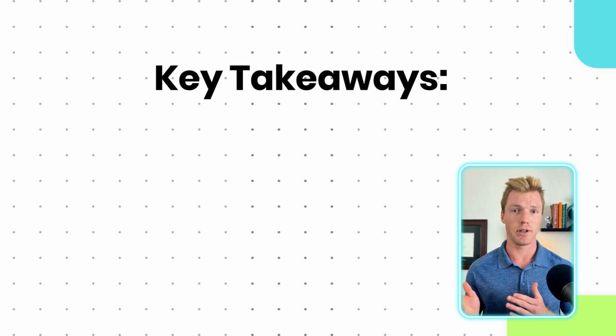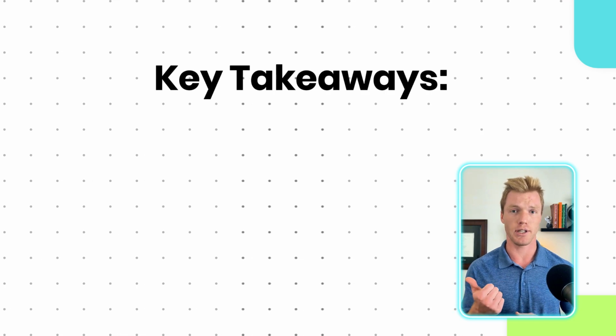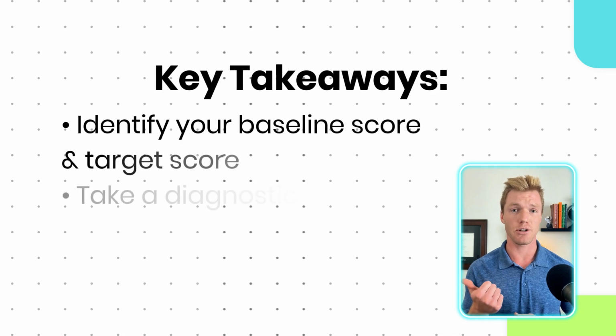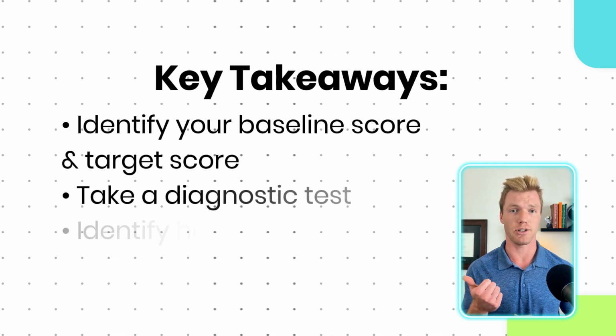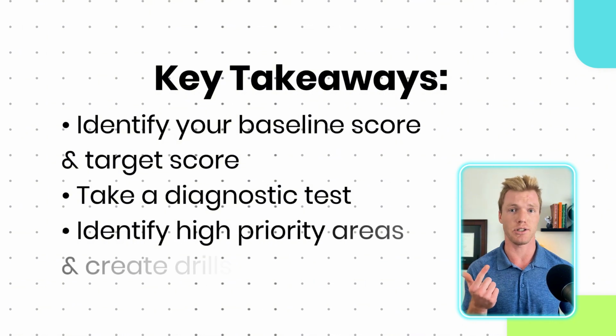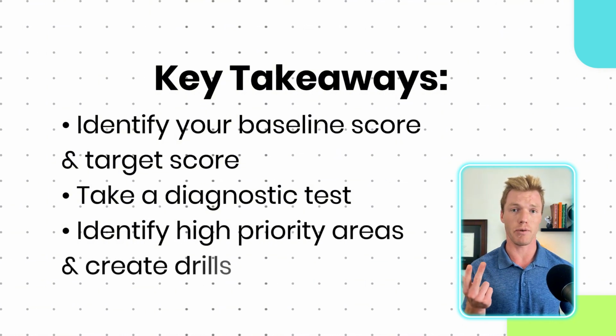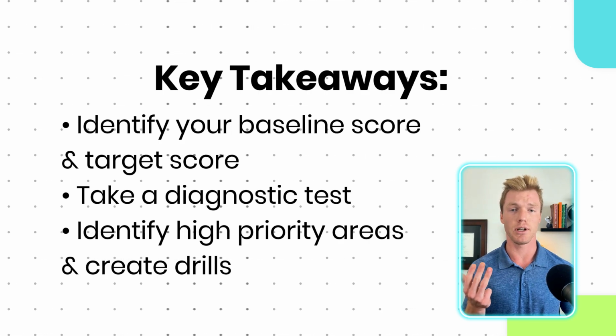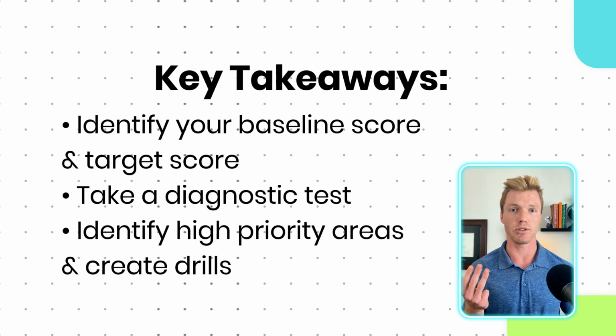So to put this into just a couple action steps that you can follow to make this nice and easy for you. First things first, if you haven't already, you need to identify your baseline score and your target score on the ACT math section. You should do this by taking a diagnostic test or just a diagnostic math section. And then from there, you can go in and identify your high priority areas, and then you want to create drills to practice solving them in the most efficient way possible. And now that's pretty much it for the math section here.